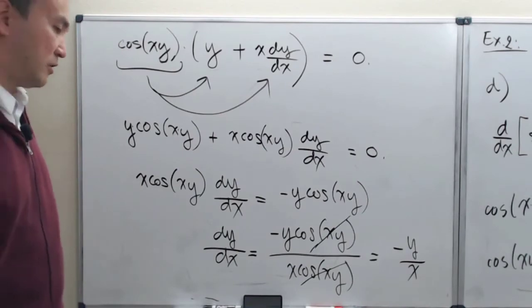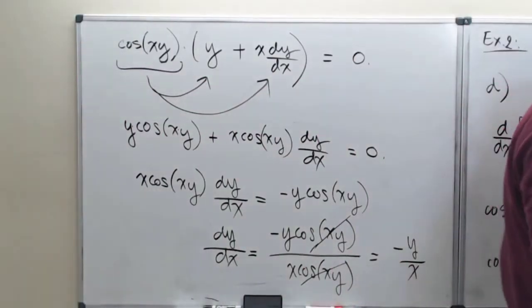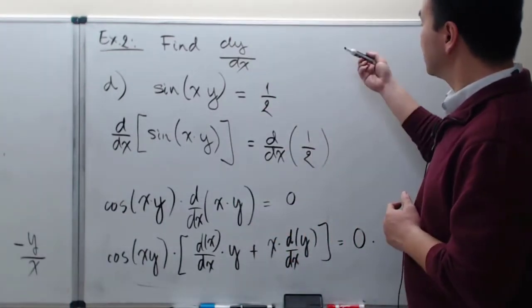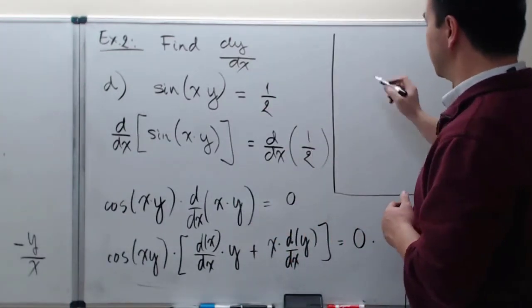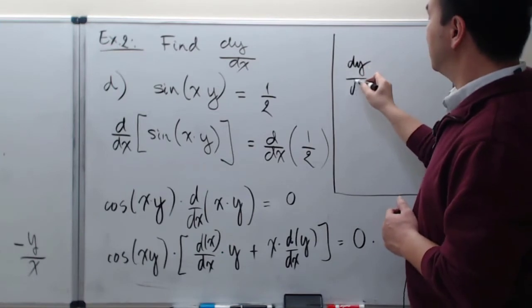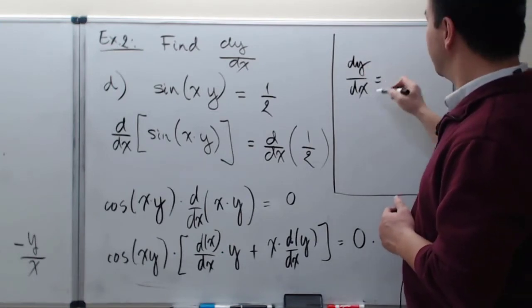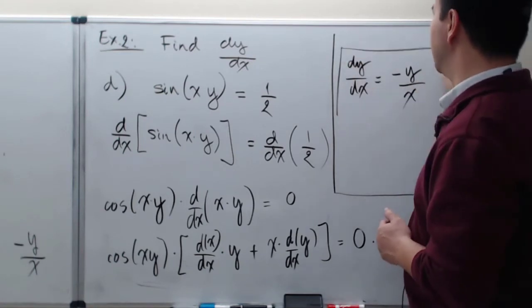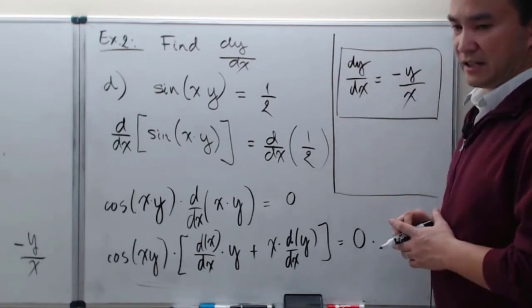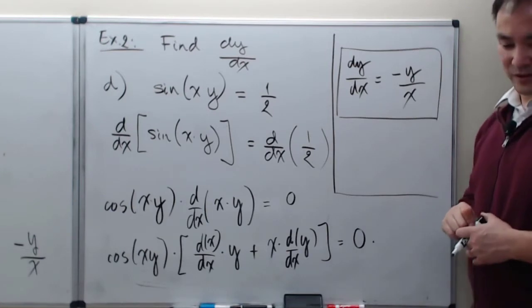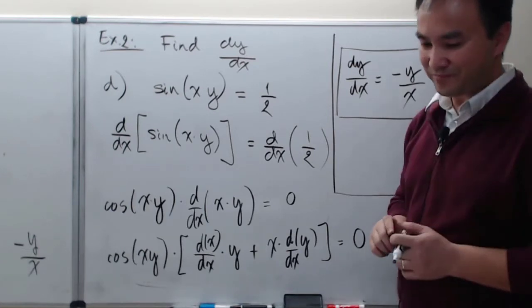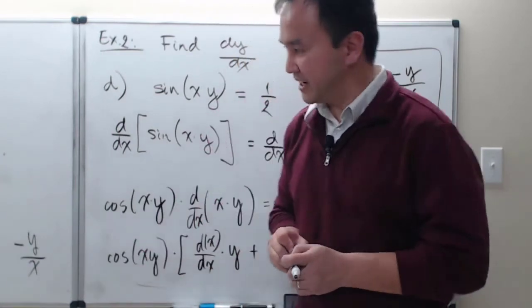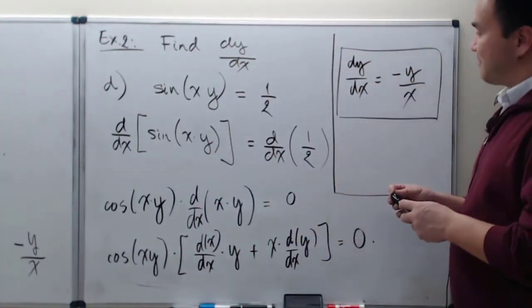All right, so our final derivative is dy/dx equals negative y over x. And we are done with that problem.